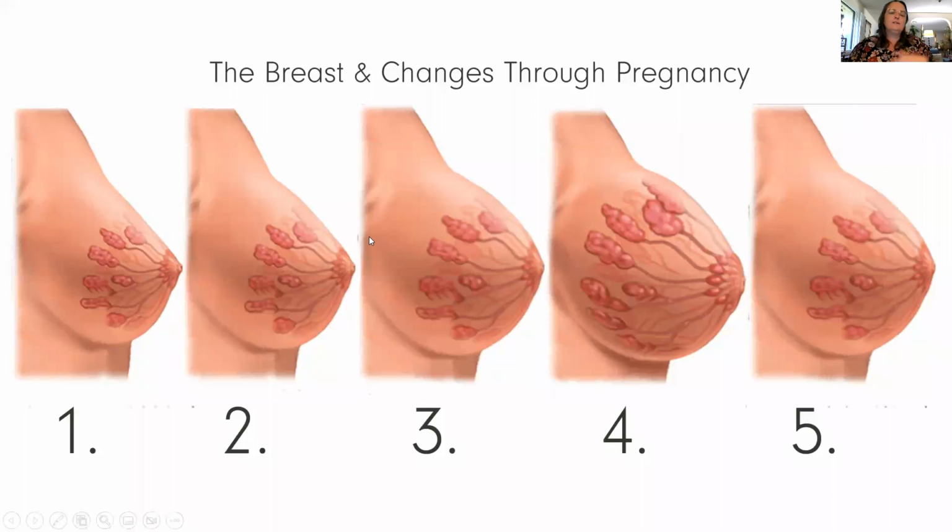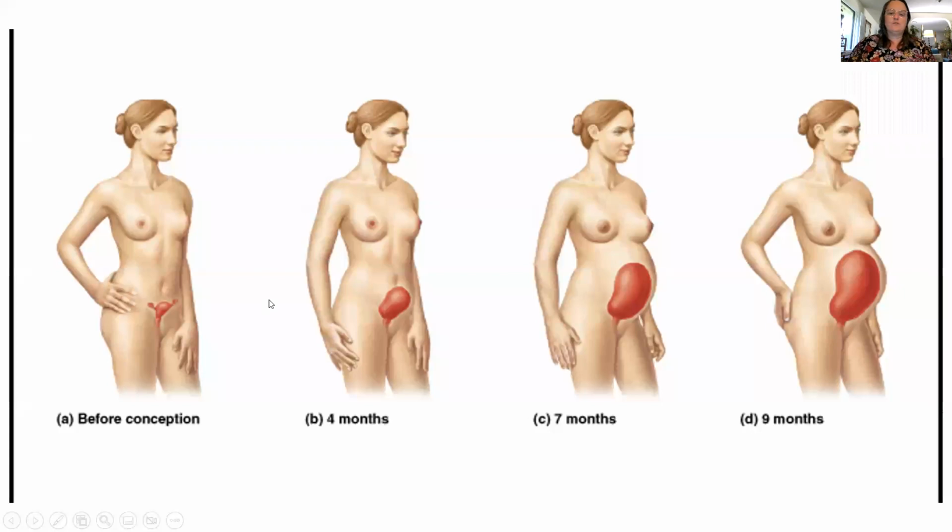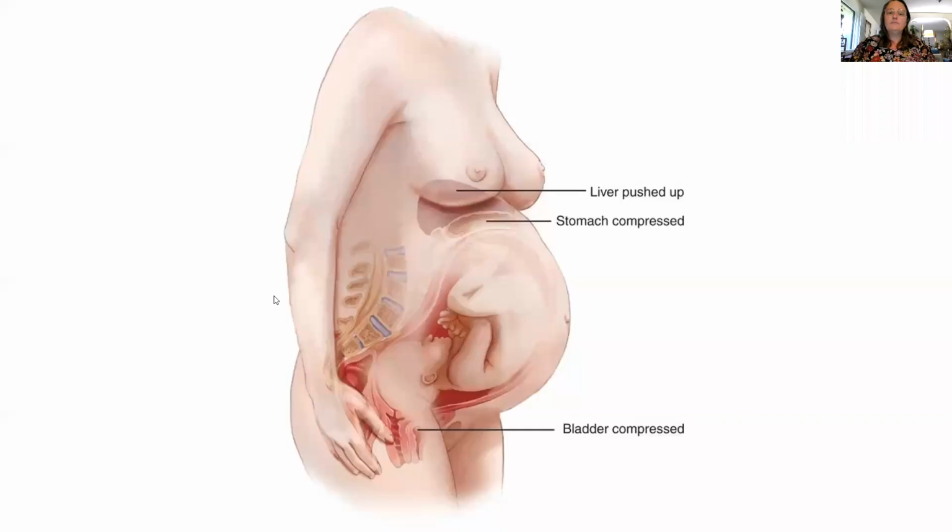Breast changes throughout the pregnancy. We actually finish development of our breasts during pregnancy. For most people, they have enlargement of the breast and darkening of the areola. And this is just a picture of how the uterus is changing, and this is what happens towards the end of pregnancy.